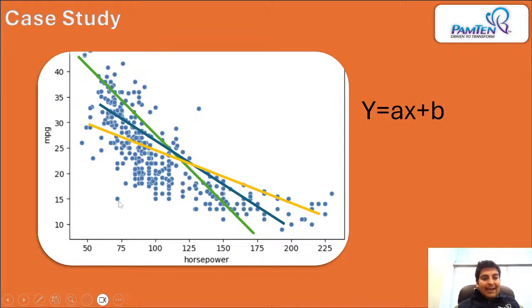You can just subtract. The actual is 15 and the predicted is around 25, so 25 minus 15 gives you 10. That is the residual in prediction. Here this would be 30 minus 15, and here this would be 35 minus 15.